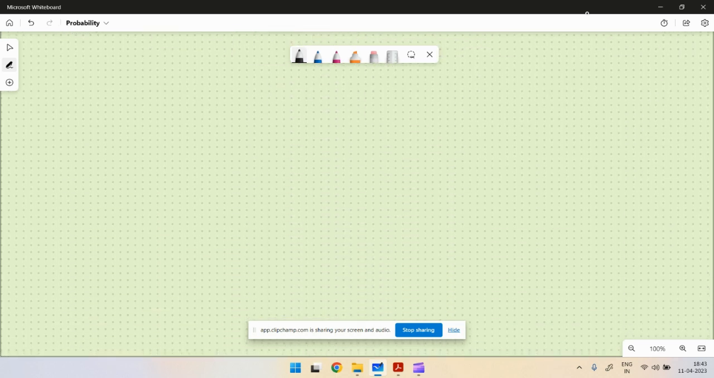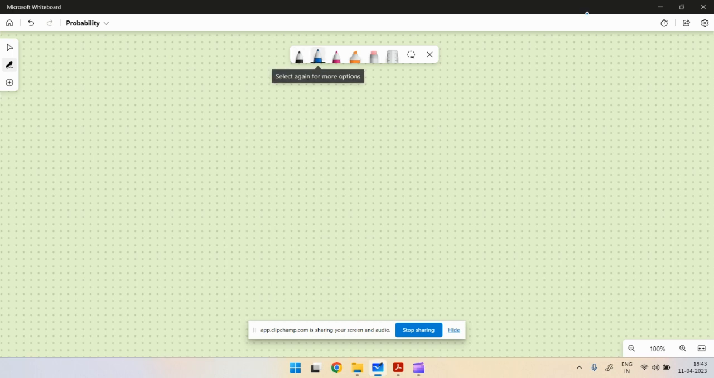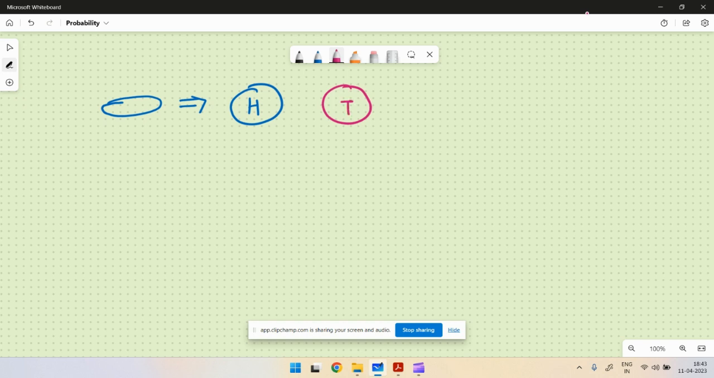Before going further, we need to get some basic idea about events. If you toss a coin, the coin has only two outcomes. One is head, the other is tail. You will get only two outcomes, head or tail. So the total number of events is 2, that is one head and one tail.